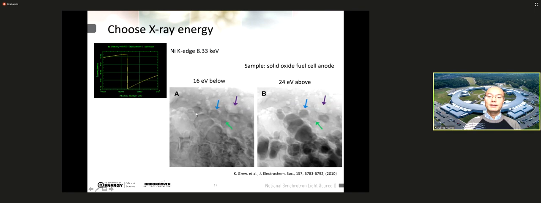In this case, let's look at the fuel cell anode sample, which contains nickel particles inside. Two absorption contrast images were obtained, 16 eV below the absorption edge and 24 eV above the absorption edge. When we do the measurement above the absorption edge, the transmission will drop significantly. That's why the nickel particles show up as dark areas in the obtained image. So if you know what element is in your target particle, you can choose the X-ray energy accordingly to enhance the contrast of your target feature.